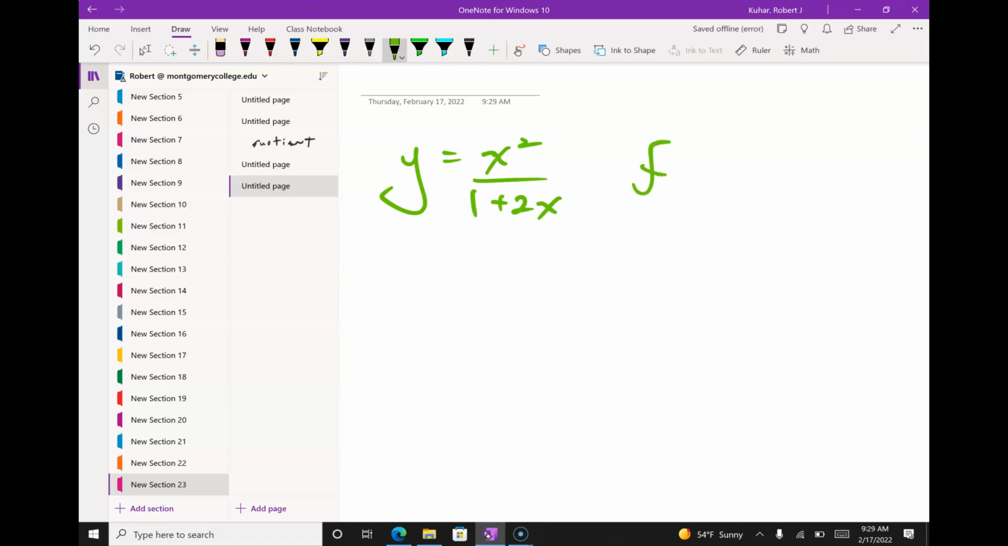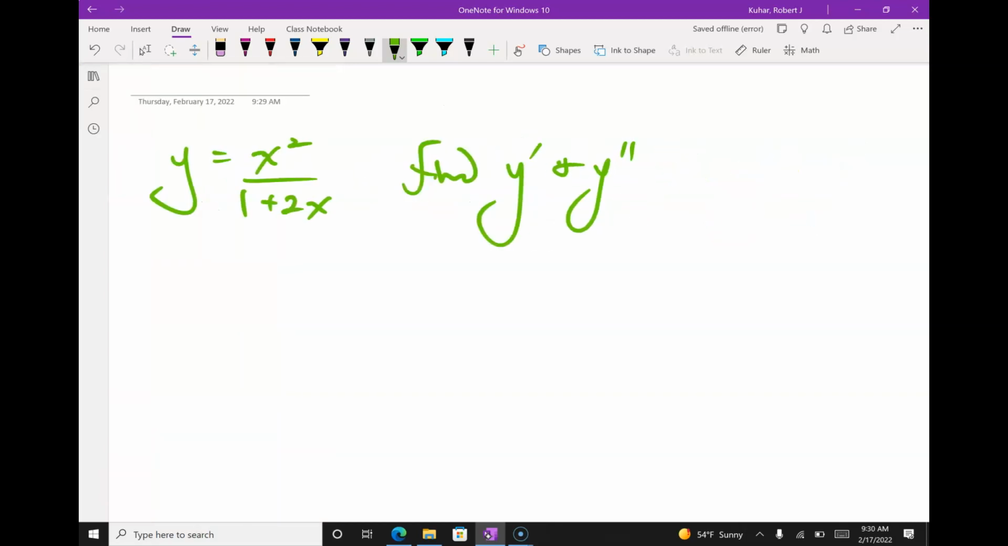And we want to find y prime and y double prime. So second derivative just simply means after you get your first derivative, do a derivative again, right? All right, quotient rule. Yes, you ready?